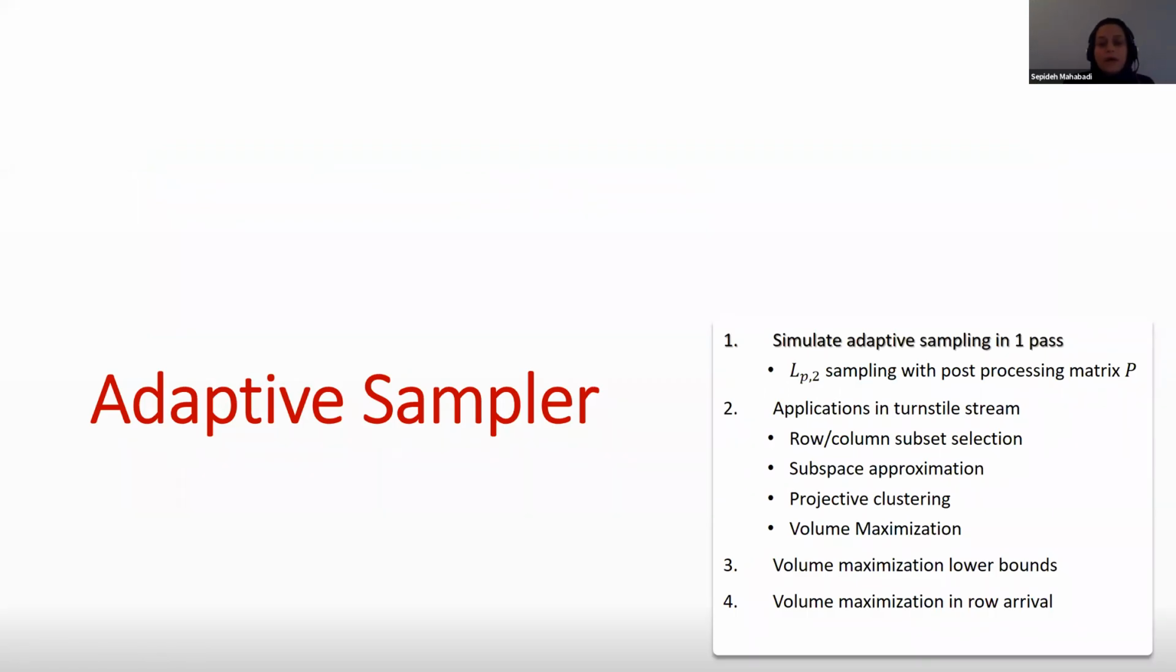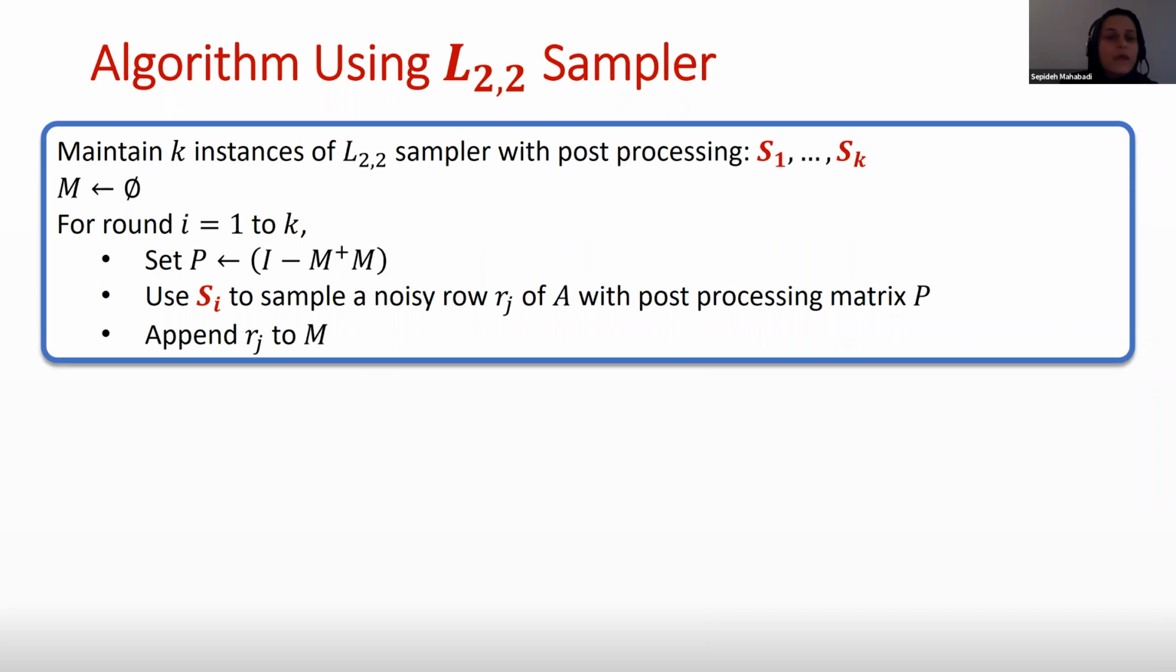Okay, so now let's see how we can use our L2,2 sampler in order to give an adaptive sampler. Intuitively, we are going to maintain k instances of our sampler corresponding to each round of adaptive sampling. We maintain these samplers throughout the stream, and then at the end, we run adaptive sampling on the sketches that we have.